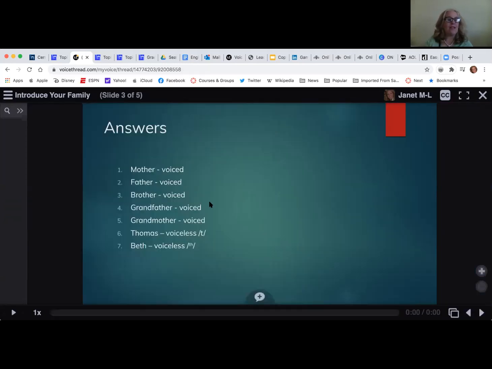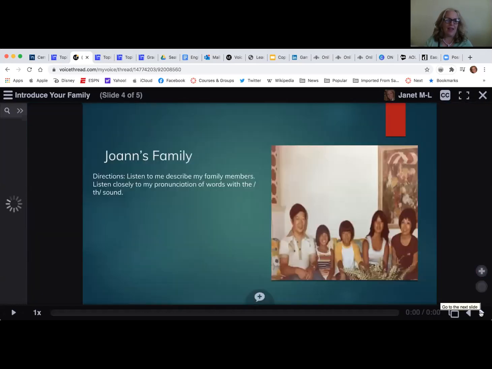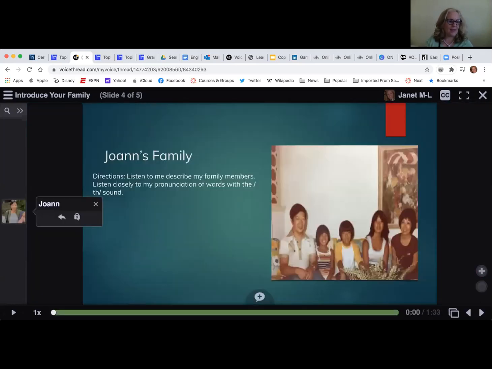All right. Oh, and so you have the answers. Okay. That one's a hard one, that Thomas. Oh my goodness. All right. And then, okay, let's. Oh, geez. Yay. How cute. I love it. So this is my family. It's my immediate family. This picture was taken a long time ago.